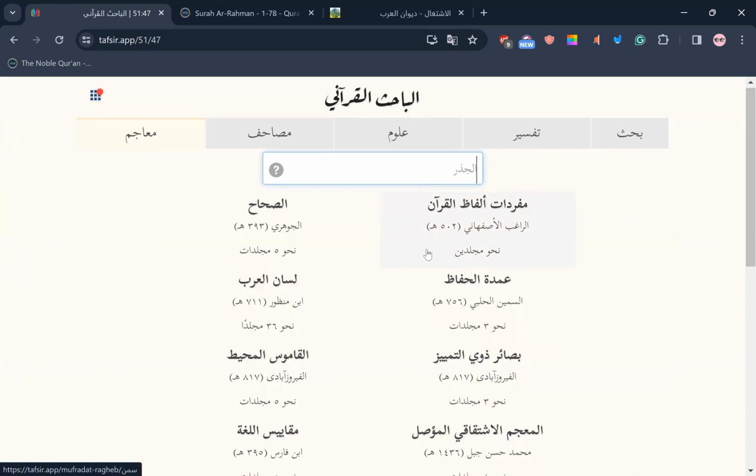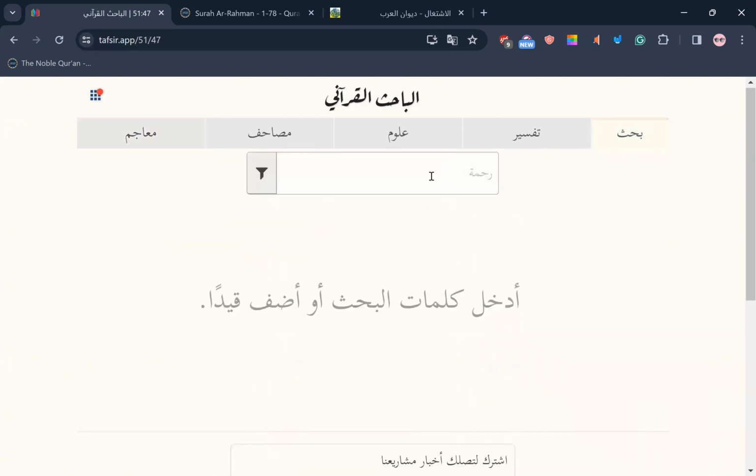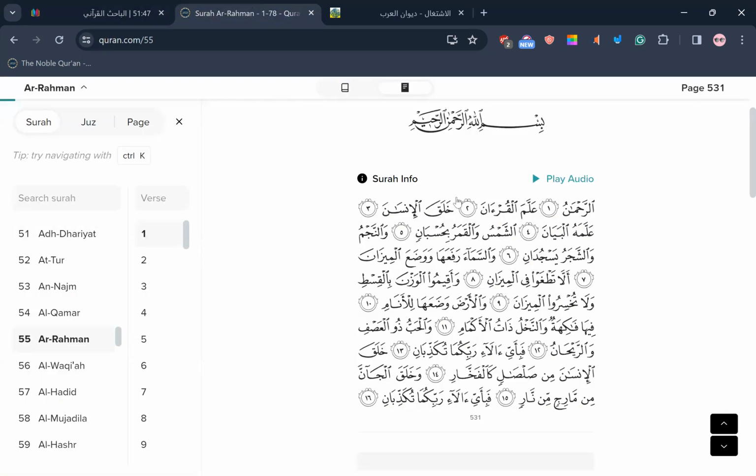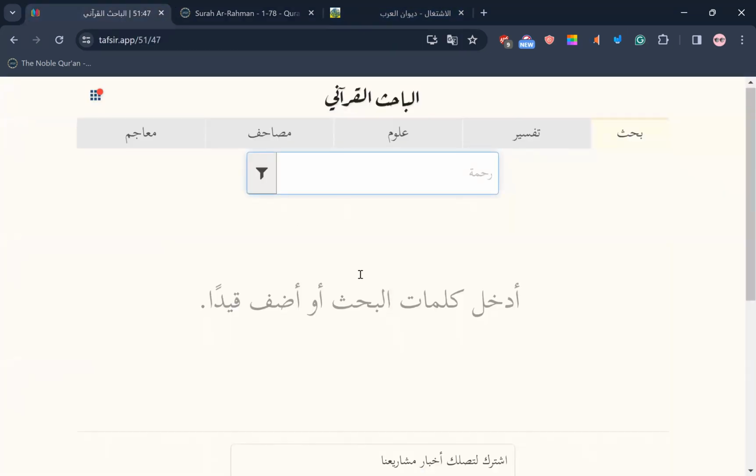I really like this app or this site because it has a lot of functionality around it. When I'm looking for an ayah, sometimes I don't know the ayah. I just know a particular word. So I type that word here and it will give me the ayah. Then I can go to Quran.com and find the surah and the ayah. It's very versatile.